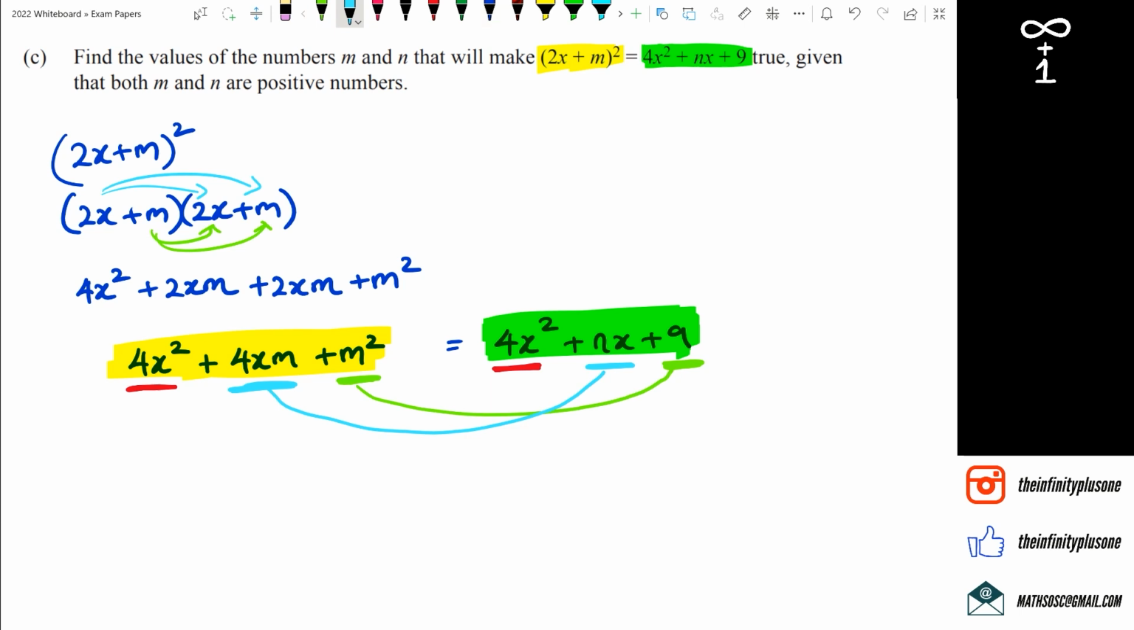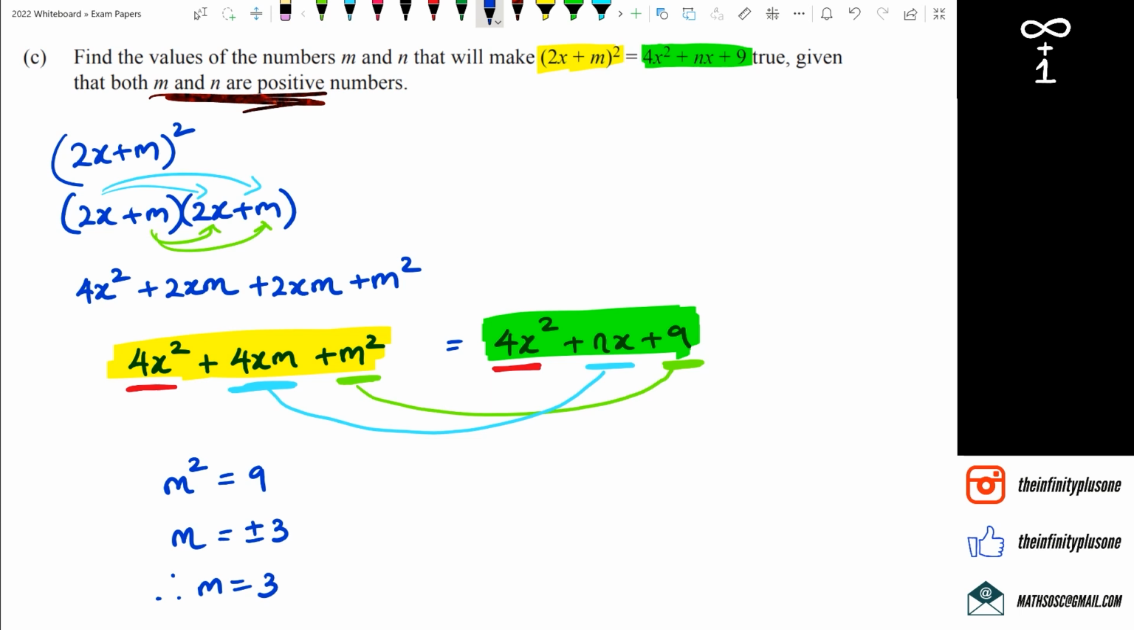Let's take the m² first. If m² is equal to 9, we get m equal to plus or minus 3. But if we go back to the question, it says m and n are positive numbers. Because of that, we can say, therefore, m is equal to positive 3.